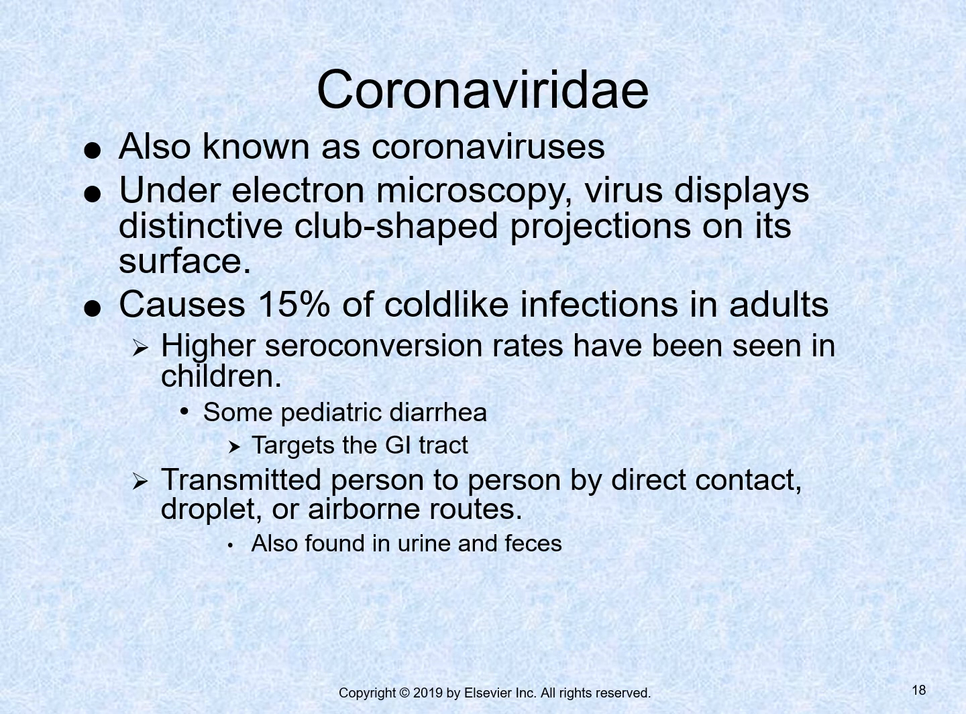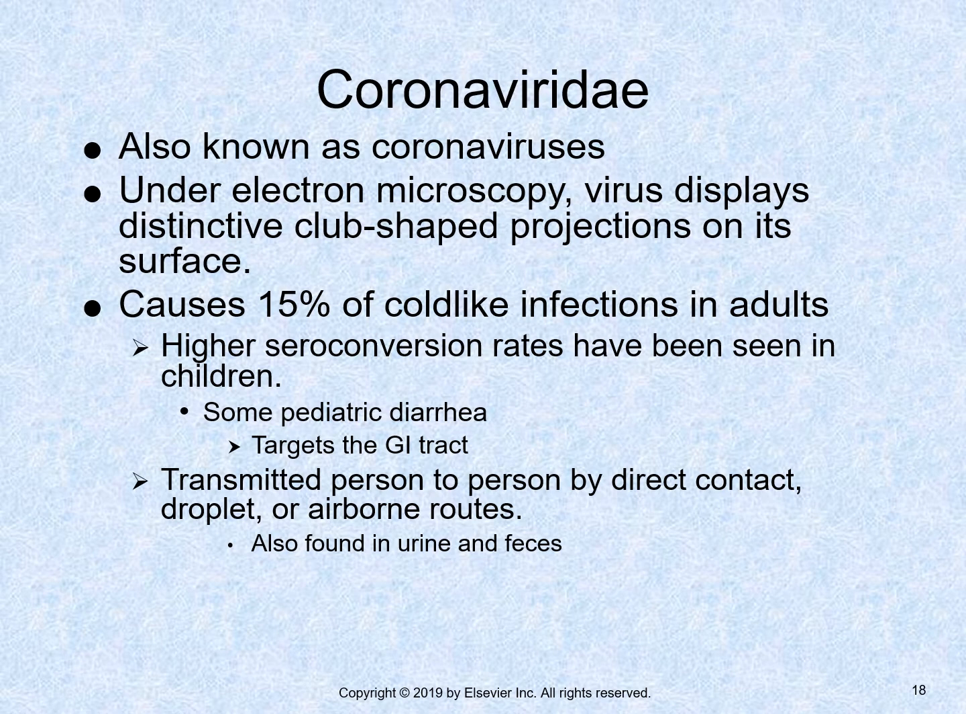Coronaviridae is the next family we'll discuss. This is also known as coronaviruses. These viruses were so named due to the distinctive club-shaped projections on their surface. Coronaviruses cause 15% of cold-like infections in adults. Higher seroconversion rates have been seen in children. Aside from the cold-like infections, coronaviruses can also cause some cases of pediatric diarrhea, and it's been seen that the virus targets the GI tract in children.